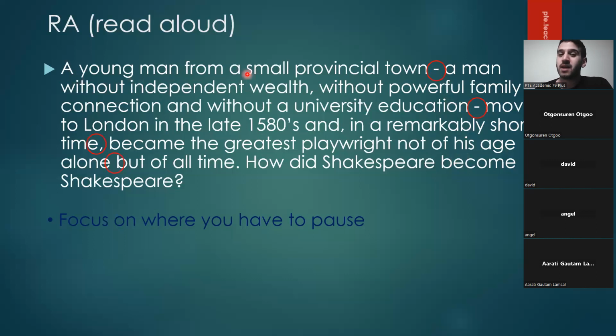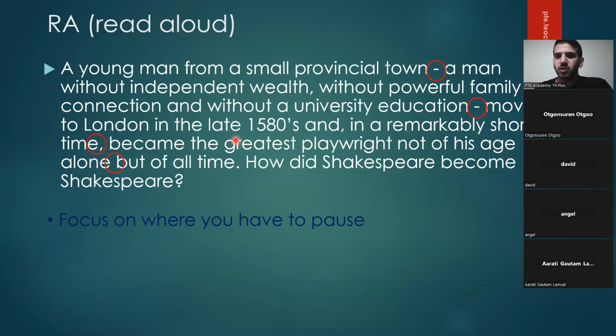A young man from a small provincial town, a man without independent wealth, without powerful family connection, and without a university education, moved to London in the late 1580s, and in a remarkably short time became the greatest playwright, not of his age alone, but of all time. How did Shakespeare become Shakespeare? So we pause at these. If you see a line between two words, there's only one line between two words, those words are called hyphen words. For example, part-time, full-time. Those two, you got to read them together.